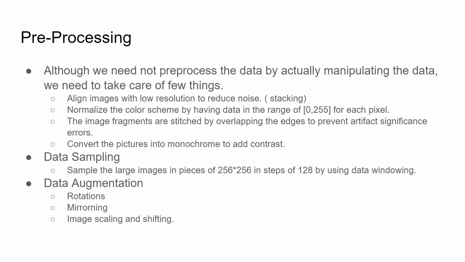So to reduce the noise, we can align these images, stack them. Images with low resolution are enhanced, and these images may be in various other color schemes, like it could be natural light, it could be infrared. So what we actually do is we normalize the data within each pixel. We'll have the data in the range of 0 to 255. So we can represent each pixel using a number in this range, and the images will still make perfect sense. We are not changing the context of the image.